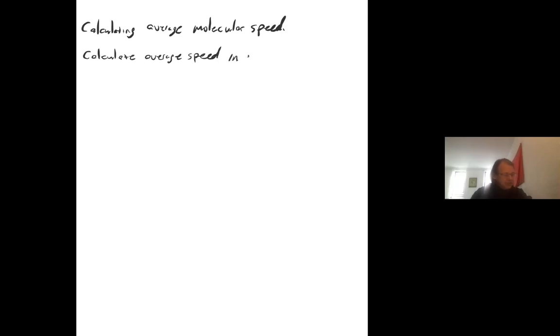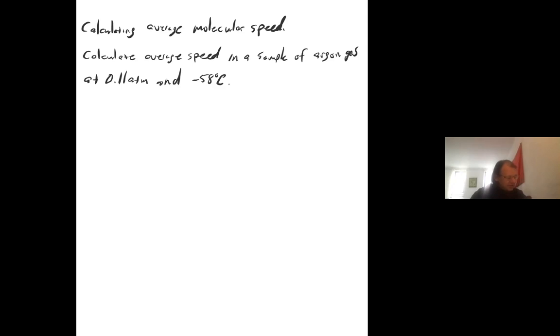In a sample of argon gas at 0.11 ATM and minus 58 degrees C. And so for this one, just be careful. They're going to give you the pressure, and we don't really need the pressure. So just be careful. You don't need to have that in there.